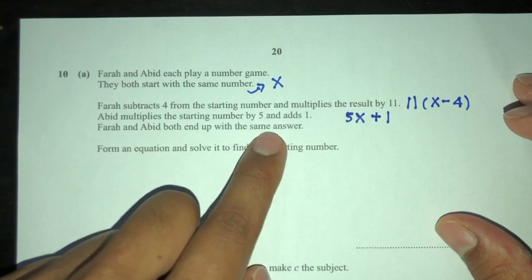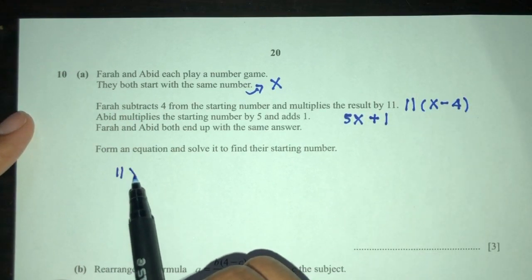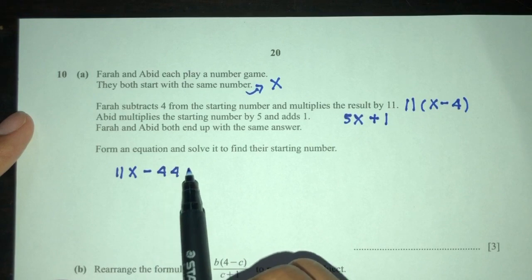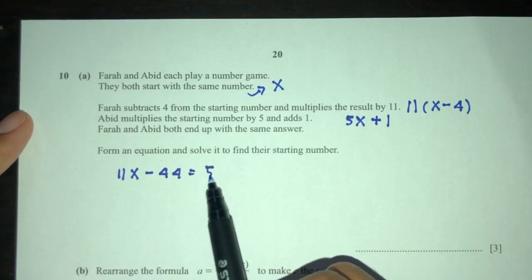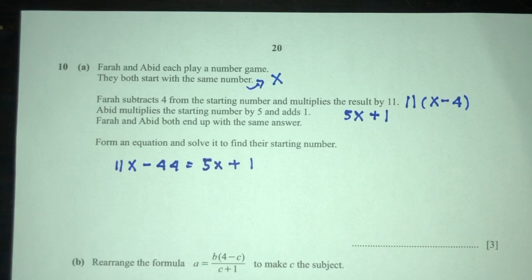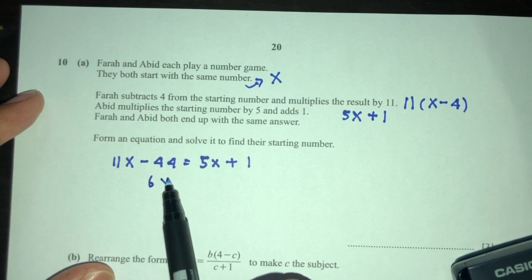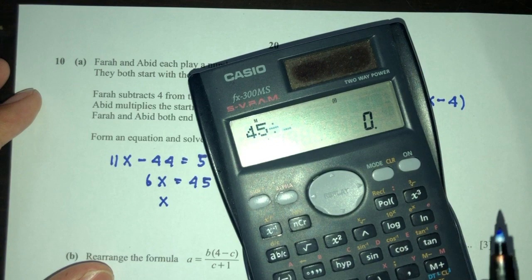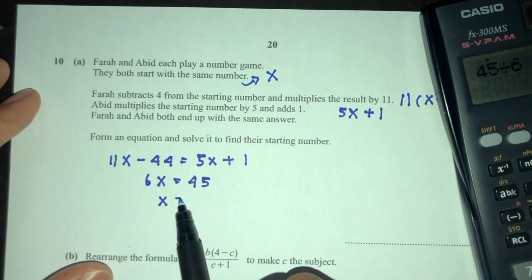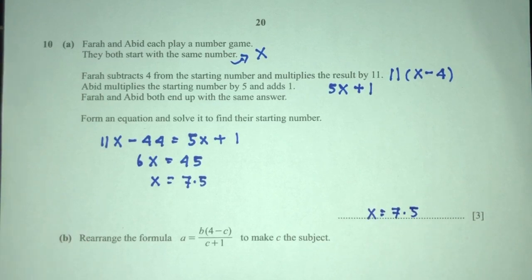And they both end up with the same value, so let's expand. You will have 11x minus 44 has to be the same as this, because they end up with the same number. Let's solve for the value of x. Send this over here, so 11 minus 5 will be 6x, that should be 45, so x will be 45 divided by 6, that will be 7.5. That will be part A of your answer.